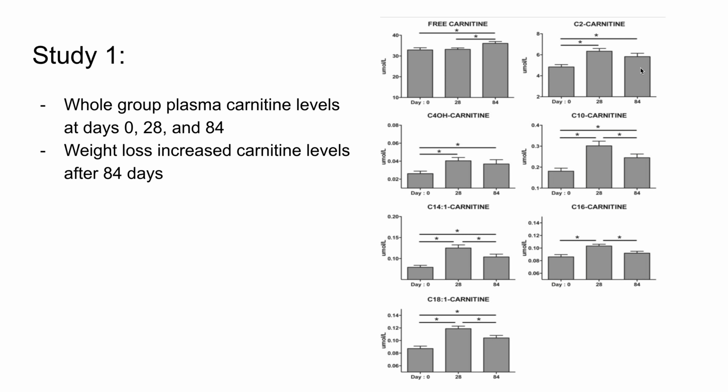But C14, C16, and C18, so this one and this one, all showed a similar pattern, with an increase in carnitine levels after 28 days, but followed by a decrease in carnitine levels beyond 28 days at 84 days, but still higher than baseline. And when the researchers analyzed the data, they found that fatty acid levels, or NEFAs, corresponded very positively with levels of C16 carnitines.